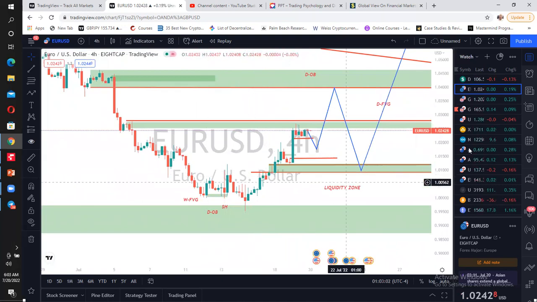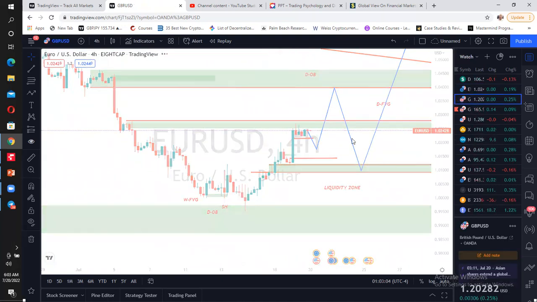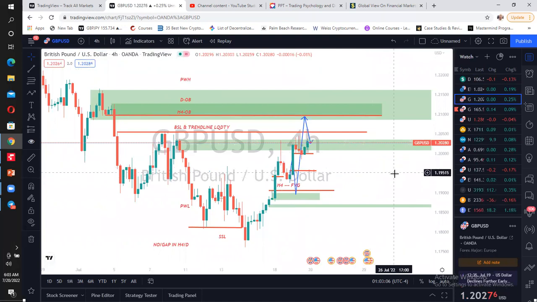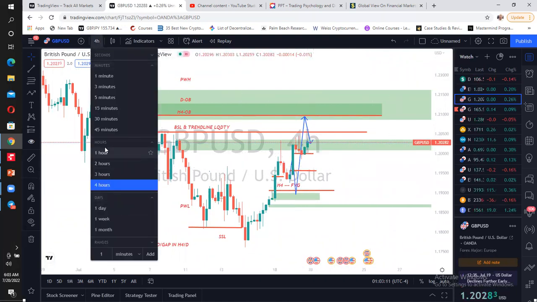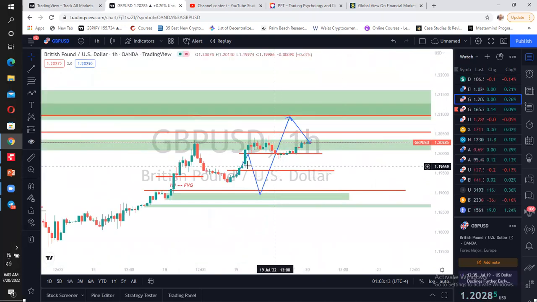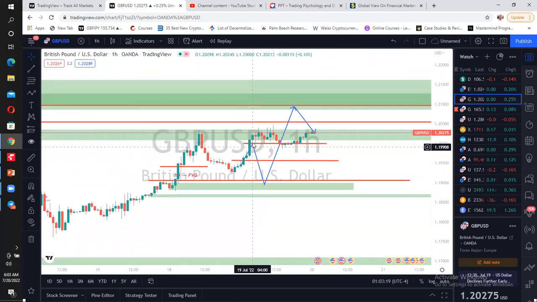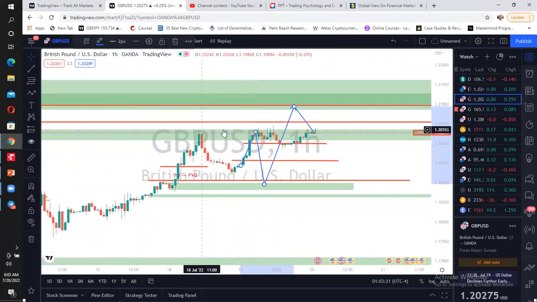So let's go to another one, which is GU. GU has been performing so amazing. As you can see, guys, it's playing out our manual. All right, it's playing out our manual. So we'll have this double top. There's a liquidity level here, and most of the traders are already on sell. So we're going to take this market on buy.